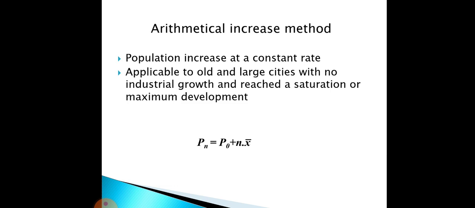In this method, we assume that the rate of change of population with respect to time is a constant, and according to this method, the total population for any future decade is given by the expression Pn is equal to Po plus n into x bar, where Pn represents the population after n decades, Po represents the present population, n represents the number of decades, and x bar represents the average increase in the population.